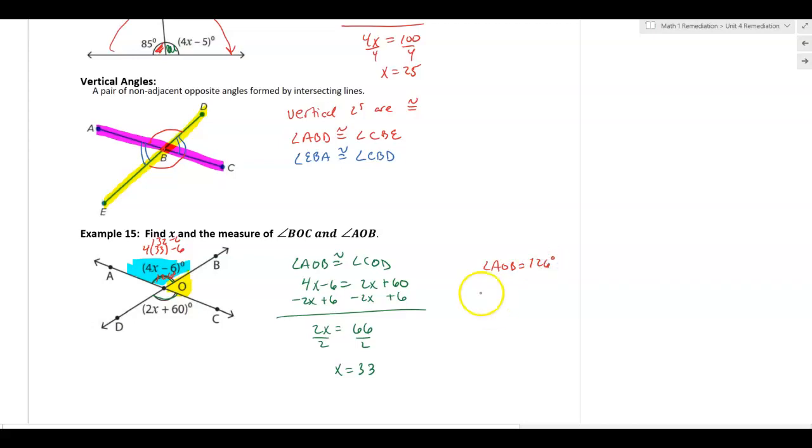Well, if I look, now I'm going to say, what do these two angles have to add up to? Those have to add up to 180 degrees. So angle BOC now is just 180 minus the measure of angle AOB, which is 126 degrees. So angle BOC is 154 degrees.